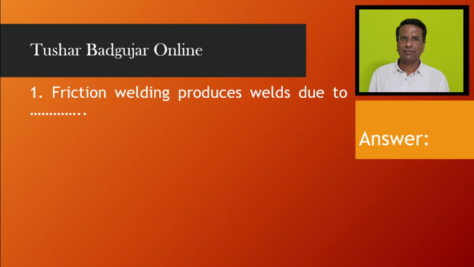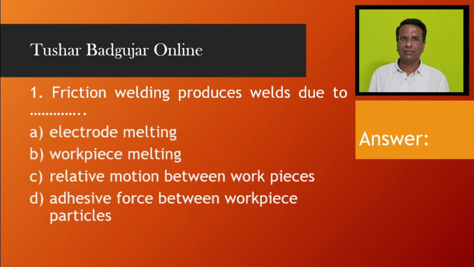Friction welding produces welds due to: electrode melting, workpiece melting, relative motion between workpieces, adhesive force between workpieces, particle. And the answer is C. Relative motion between workpieces.